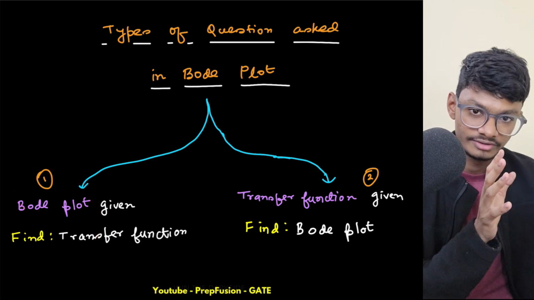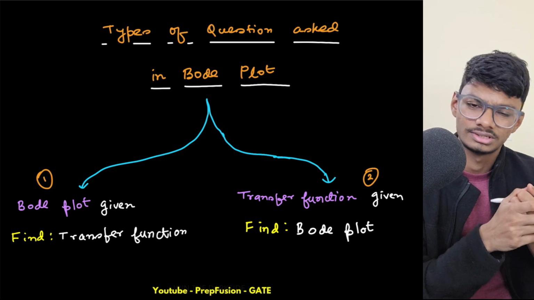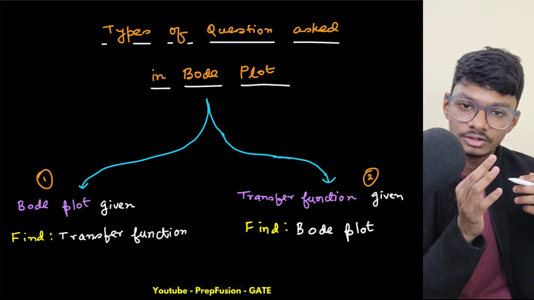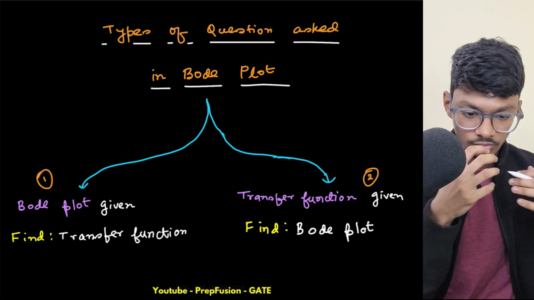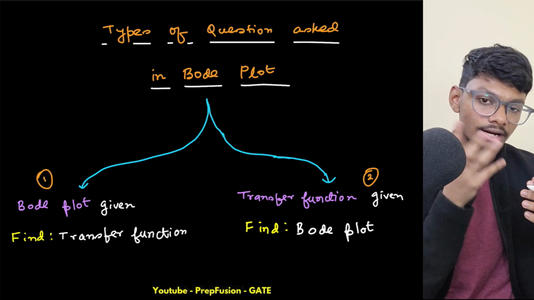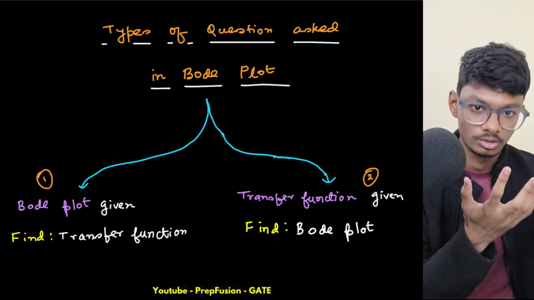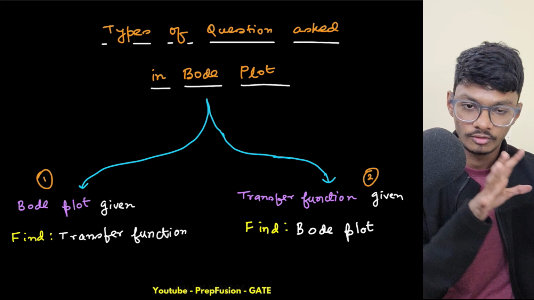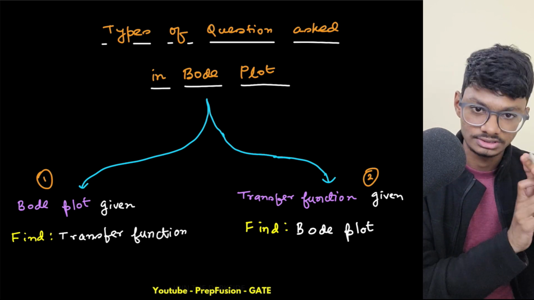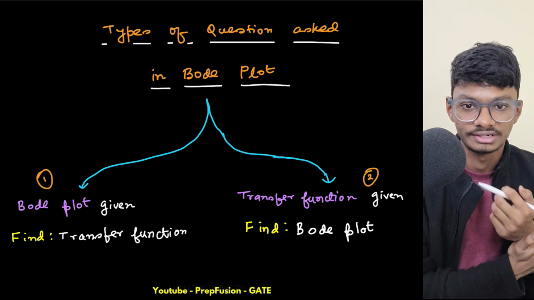The Bode plot will be given to you, only the magnitude plot or the phase plot or both, it depends. Now you have to recover the transfer function from that. How will you understand that? By solving a few questions we will understand. First we have to understand how to plot Bode plots. We have plotted a few, but if we plot more, our concepts will get more clear.